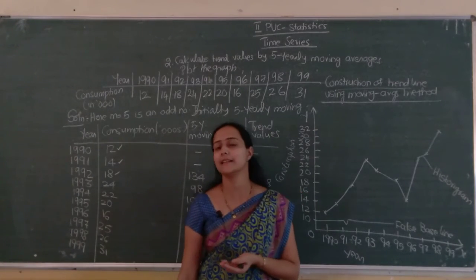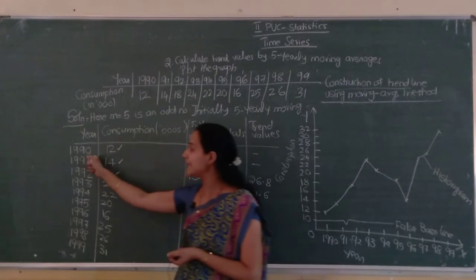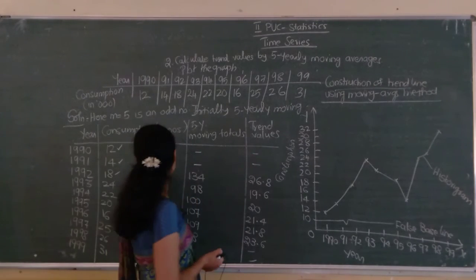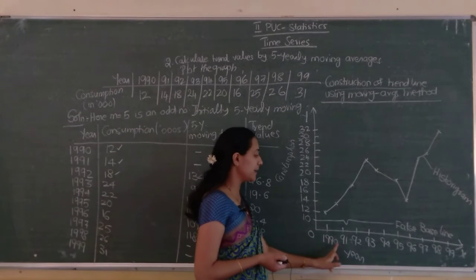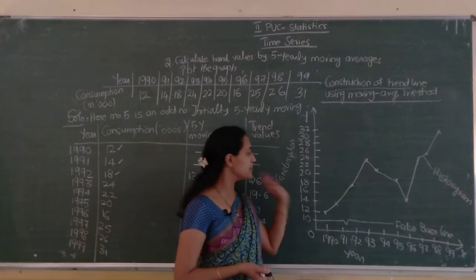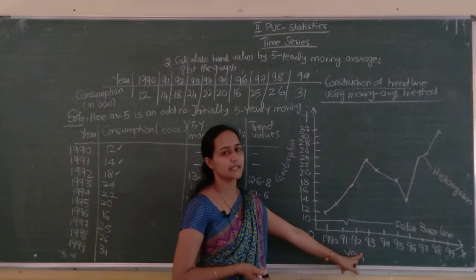Next trend line. Trend line means year and trend values. For 1990, is there any trend value? No trend value. For 1991 also no trend value. So for 1990 and 1991 we should not mark. So observe clearly, it starts from 92 onwards.